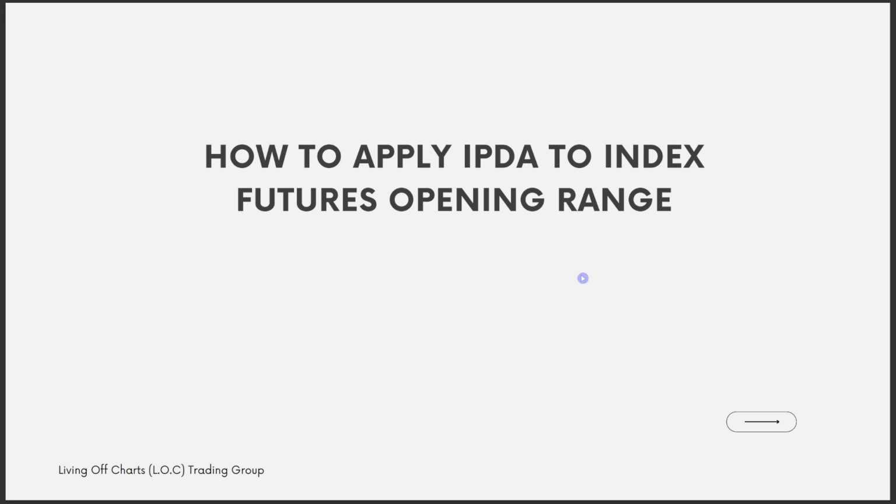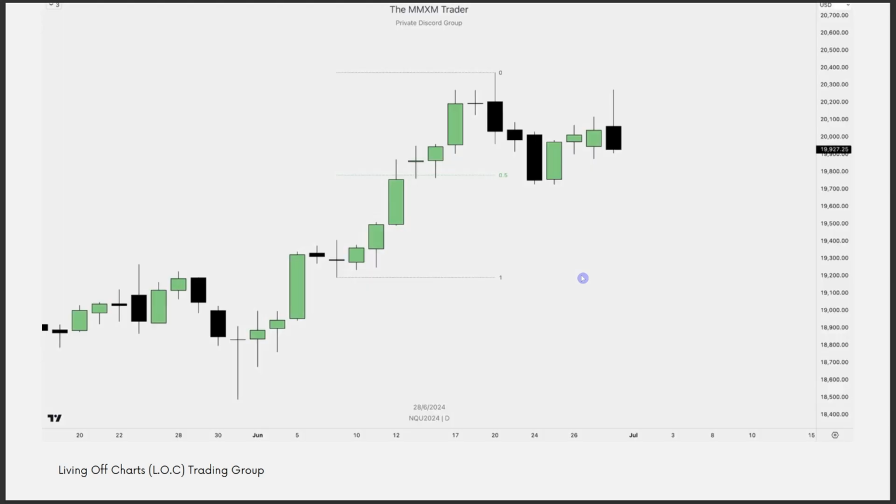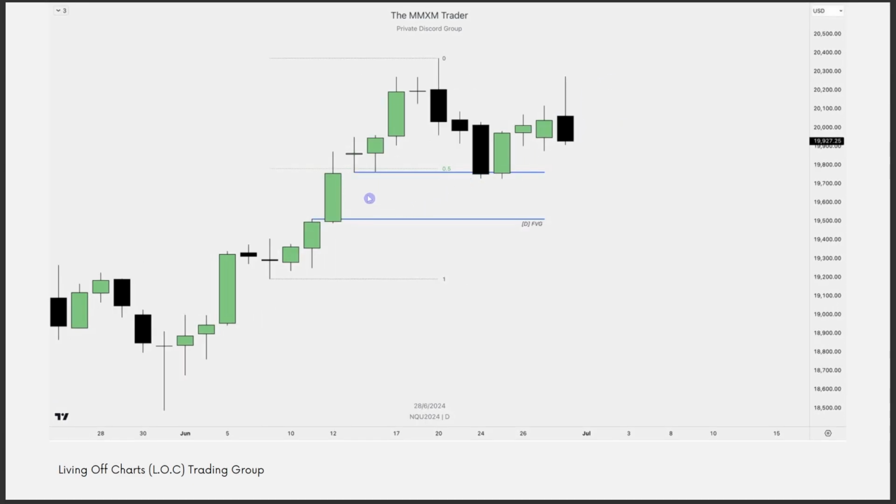Now, how do we apply the IPDA to the index futures opening range? So over here we've got the Nasdaq daily chart. Always mark out your premium and discount levels, right? We've got discount low until the discount high up here. We can see price dips back into discount and comes over here, and we're going to be focusing on using that key level, right? We want to have a key level in discount, preferably with SMT. That makes it even higher probability.